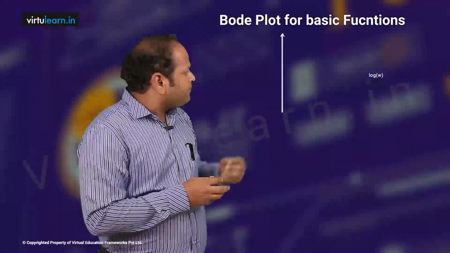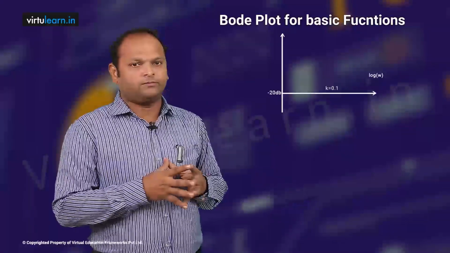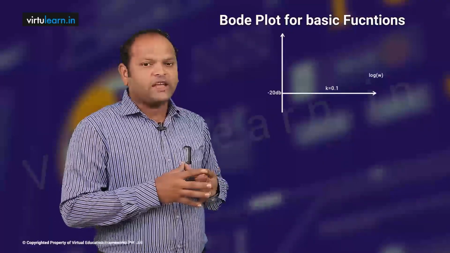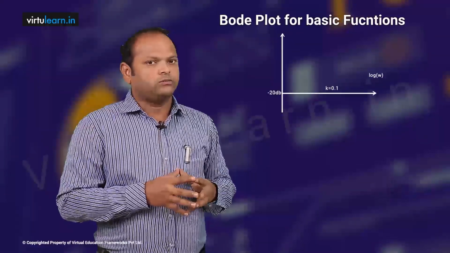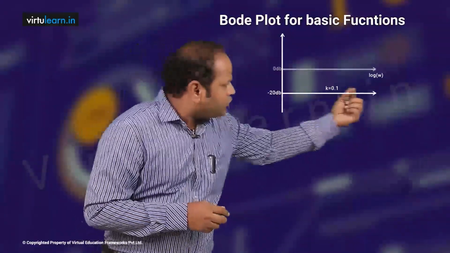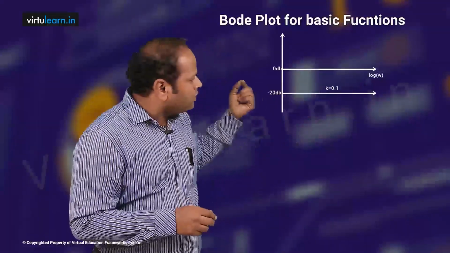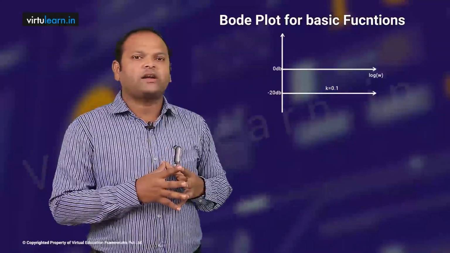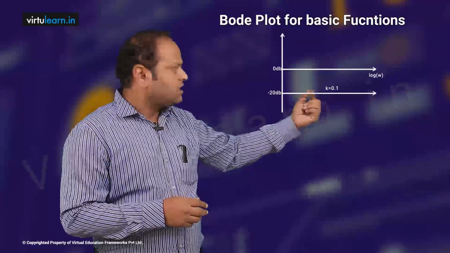The graph looks like this when, let us say, K is equal to 1, for example. When K is equal to 1, when you substitute in the formula, you will get 0. It means I have a 0 dB line, which generally we take as a reference. On this line we have the magnitude plot. It is a straight, horizontal line.